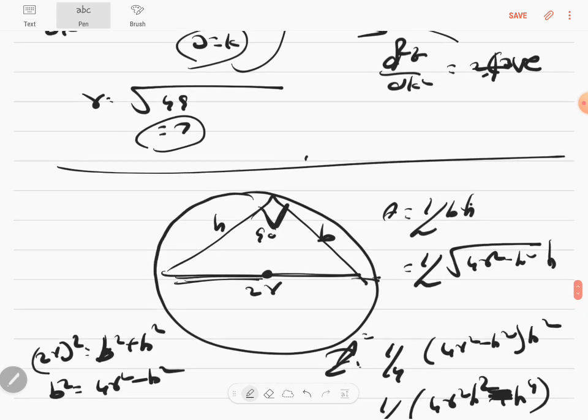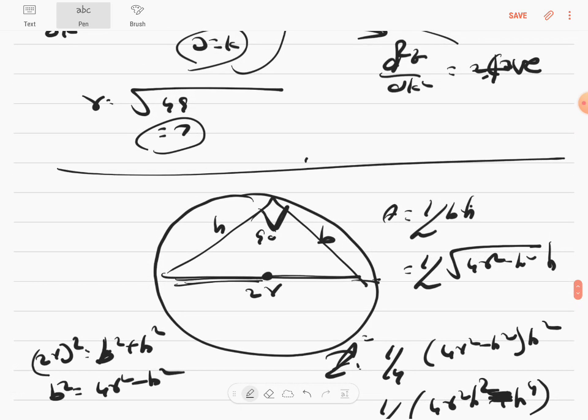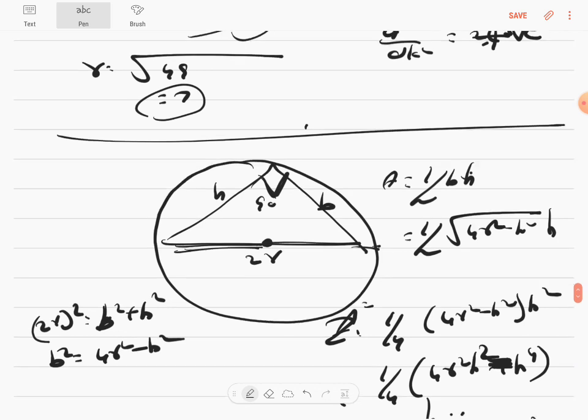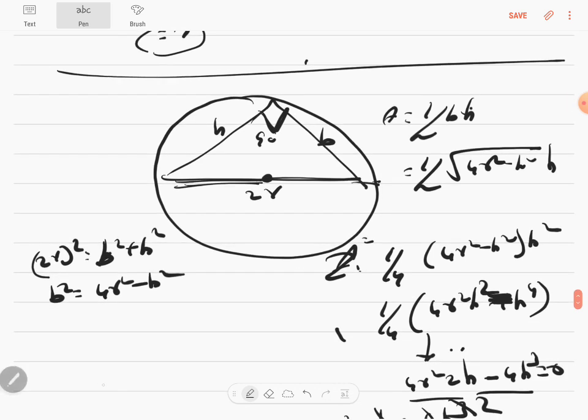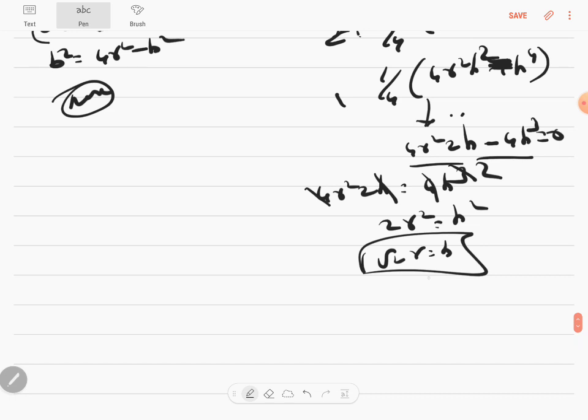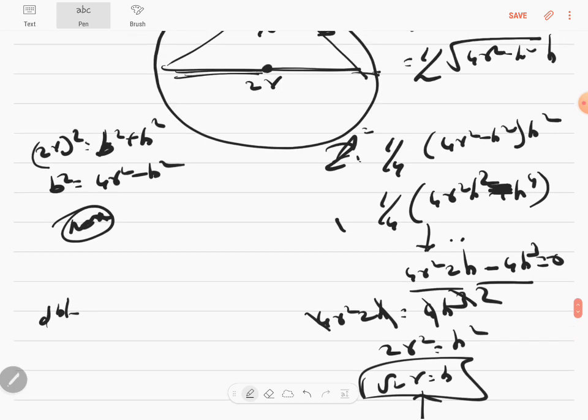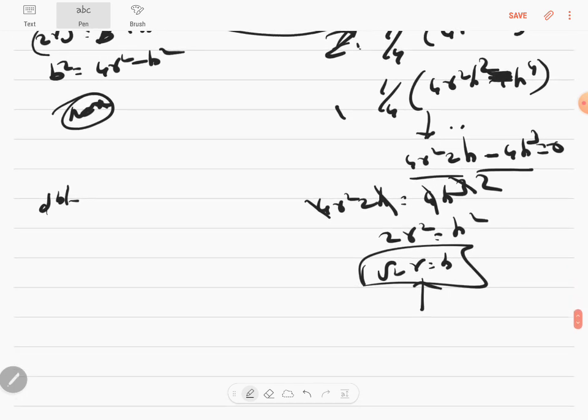I don't remember the question, but I can now think of it: of all the triangles inscribed in a semicircle, the one which has the maximum area is the one where the height is root 2 times r. Since it is the maximum area, you should also double differentiate the differentiated value and check that it becomes maximum, which means it has to be negative. Where's the differentiated value? This is the differentiated value.